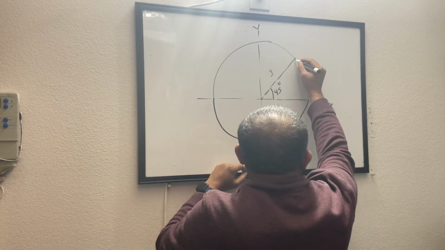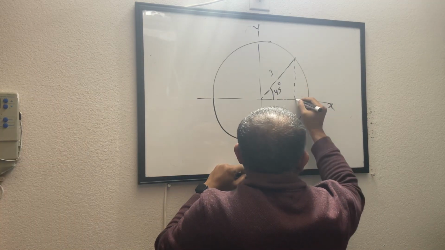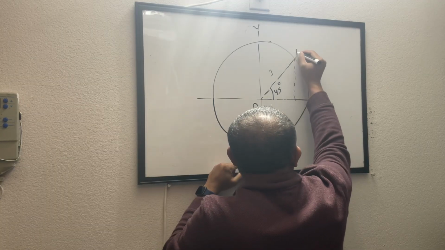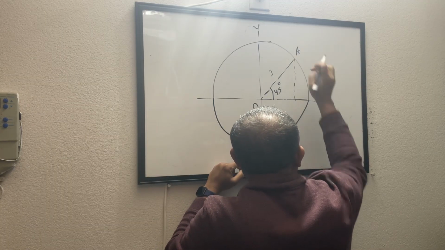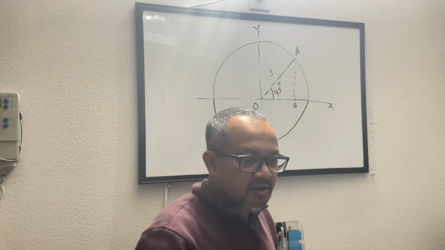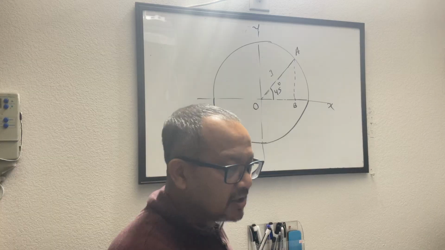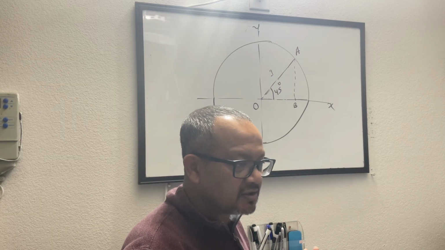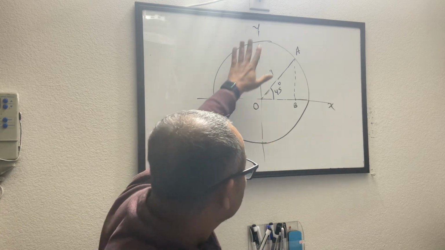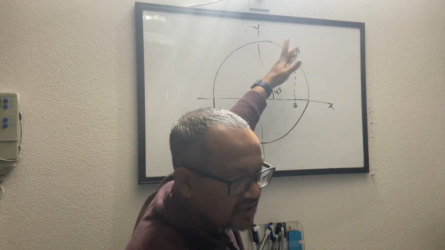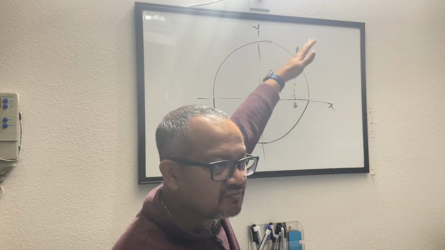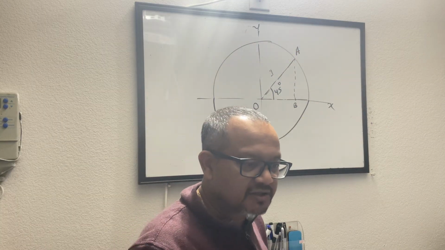Now, I'm dropping a perpendicular from here to here. Let's say this was O, this point was A, and this point is B. So far, my drawing is not bothering you, everybody okay? Yes. So this is my unit circle, meaning my radius is 1 unit, regardless of whether it's 1 millimeter, 1 centimeter, 1 mile, 1 kilometer.